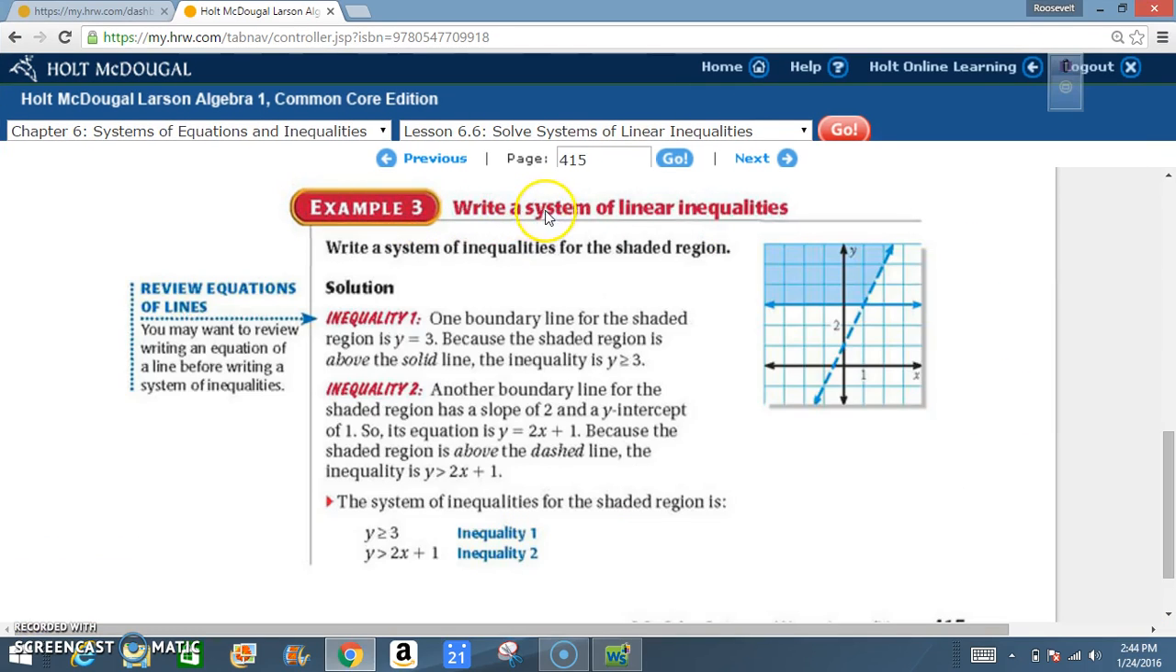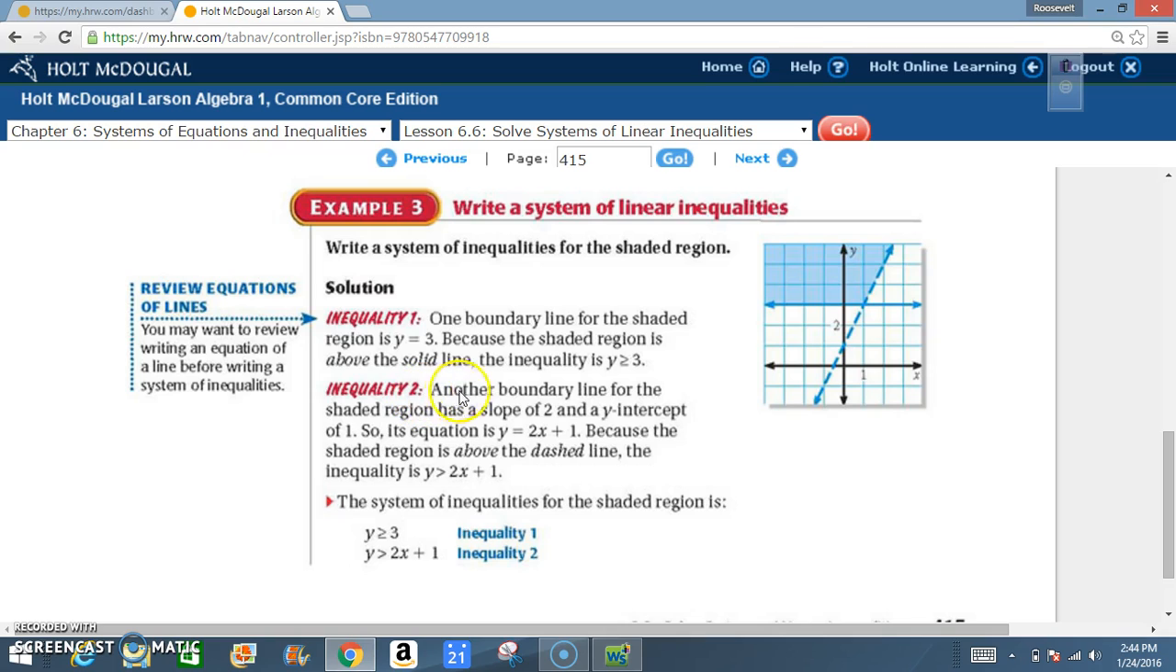Example 3, write a system of linear inequalities. Write a system of inequalities for the shaded region. Solution, inequality 1. One boundary line for the shaded region is y is equal to 3. Because the shaded region is above the solid line, the inequality is y is greater than or equal to 3.